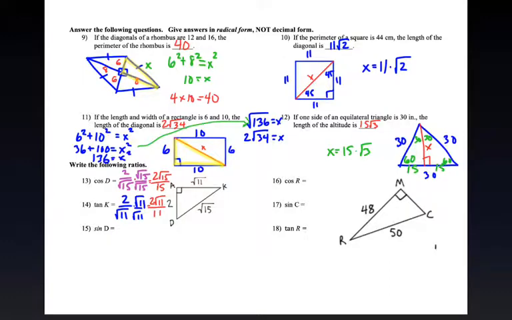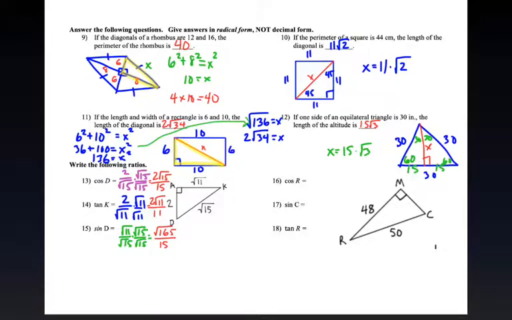These guys are a little ugly, but it's a simple process once you get to it. The sine of D is the opposite side, square root of 11, divided by the hypotenuse, square root of 15. So that's square root of 165 divided by 15. 165, those factors are 11, 3, and 5. Nothing's going to come out of that. It's simplified like that.